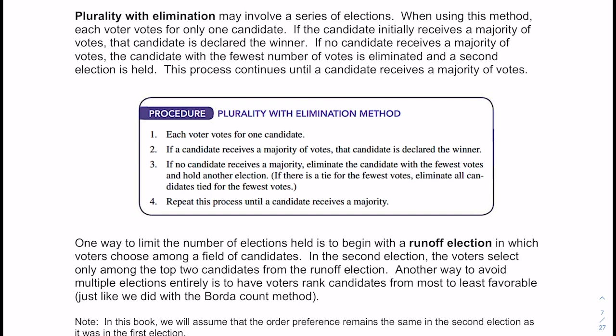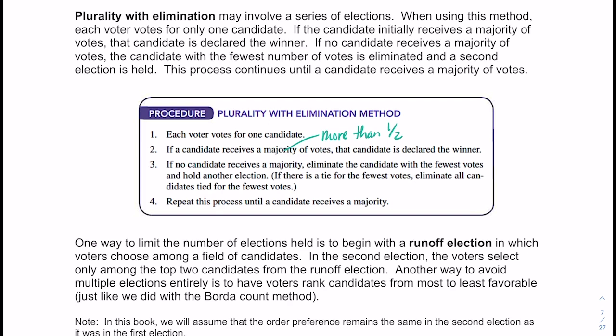This method involves a series of elections. Basically, when you're using this method, each voter votes for only one candidate. If a candidate receives a majority of the votes, so remember, majority means more than 50% or more than half, the candidate is declared the winner. If no candidate receives a majority, we eliminate the candidate with the fewest votes and then hold another election. If there's a tie for the fewest votes, you eliminate all candidates tied for the fewest votes. And then we repeat the process until a candidate receives a majority.